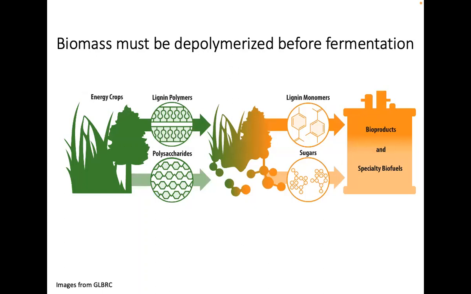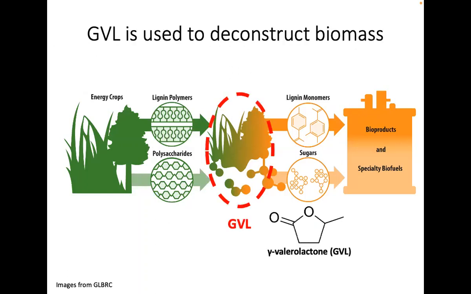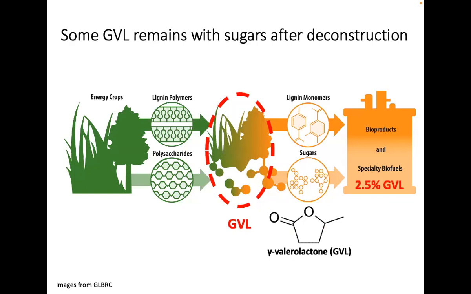And we need to break apart those chains before the microbes can utilize them. So I specifically have been working on a project that looks at this chemical called GVL, or gamma-valerolactone. I'll just be calling it GVL for the rest of this talk. But essentially, this is a chemical that's used in biomass deconstruction. We use GVL to help us break apart those long polymeric chains into small subunits that we can then feed to microbes.